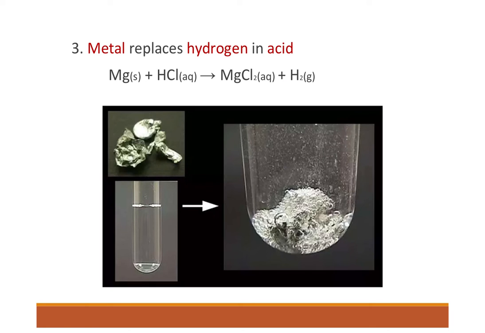And then we have metal replacing hydrogen, but not in water this time, but in an acid. And so our reaction of magnesium with hydrochloric acid, which some of you did in lab, will produce hydrogen gas again, this time without a flame, and then magnesium chloride is left behind in aqueous solution.